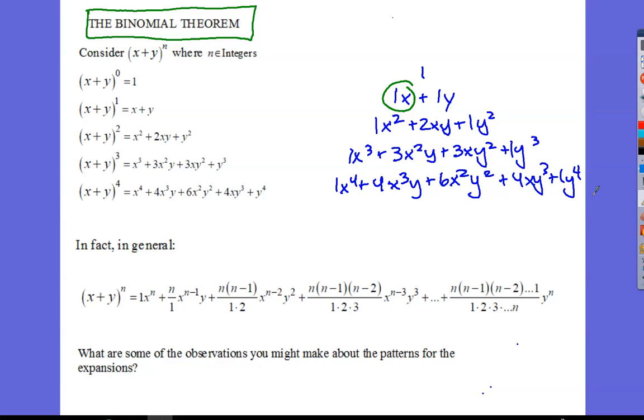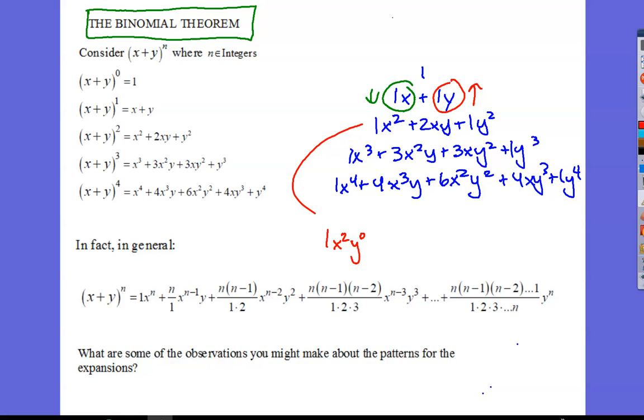So the x terms are going down in power, and at the same time, your second term in the binomial is going up. Like there are no y terms here, then there's a y to the first, y to the second. Technically, there is a y term here. You can think of it as 1x squared y to the 0, but y to the 0 is just 1, so that's why you don't see it. Okay. So those are a couple of the patterns that we see.